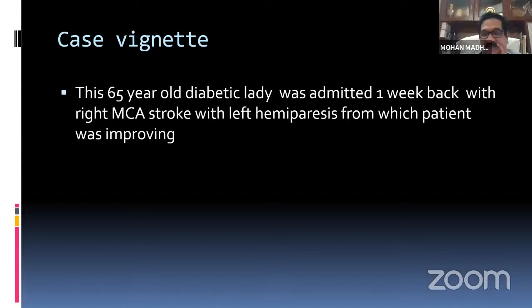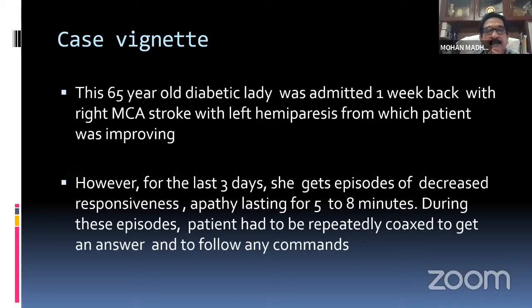Okay. Any other questions in that patient? Okay. Now come to the next case. A 65-year-old diabetic lady was admitted 1 week back with right MCA stroke with left hemiparesis, from which the patient was improving. However, for the last 3 days, she gets episodes of decreased responsiveness and apathy lasting for 5 to 10 minutes, 5 to 8 minutes. During this episode, the patient had to be repeatedly coaxed to get an answer or follow any command, like zombie-like behavior.